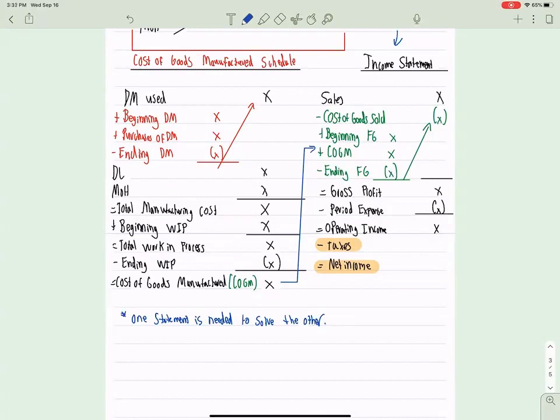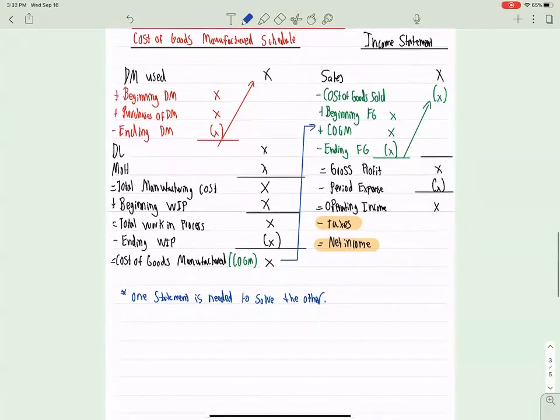Okay? So cost of goods sold is beginning finished goods plus COGM minus ending finished goods. Exactly. All right? Then you do sales minus cost of goods sold, which gives you gross profit, minus all your period expenses, which gives you your operating income. Does everyone understand that in problems? Okay? One statement is needed to solve the other. You need the COGM schedule to do the income statement.